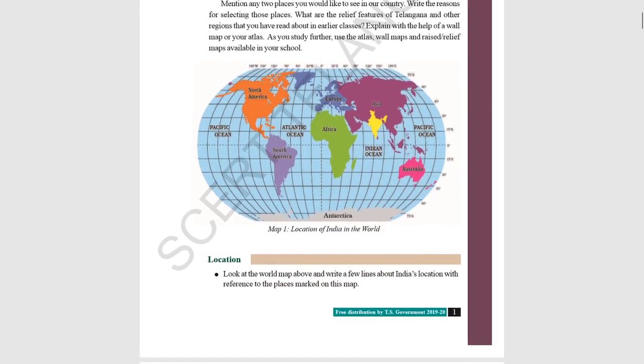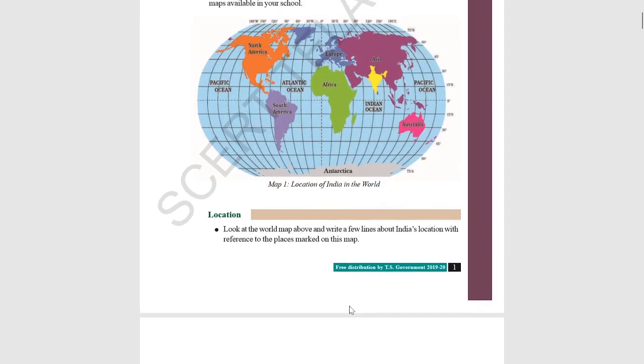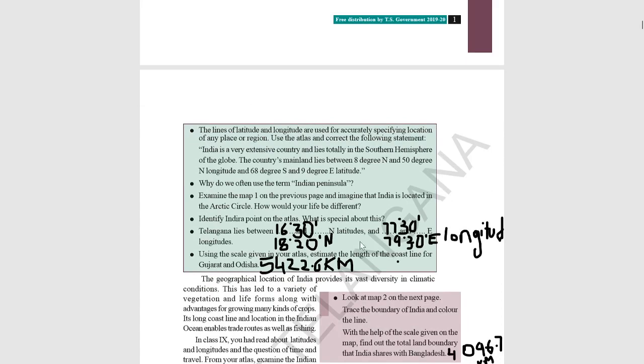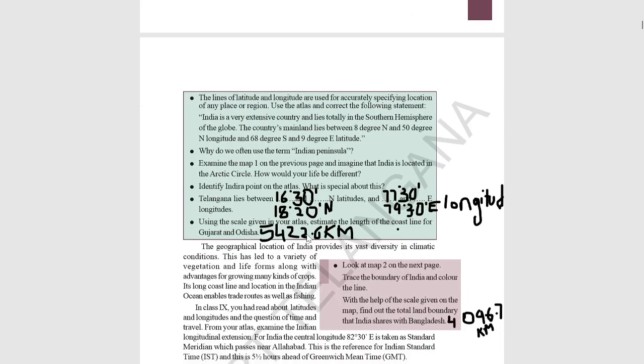And the first one is the location. In this map we can see all these continents, oceans and the latitudes, longitudes, and in which latitudes, longitudes the particular continent is located. See, these are some of the questions I have written, with answers. You can take it down from here.